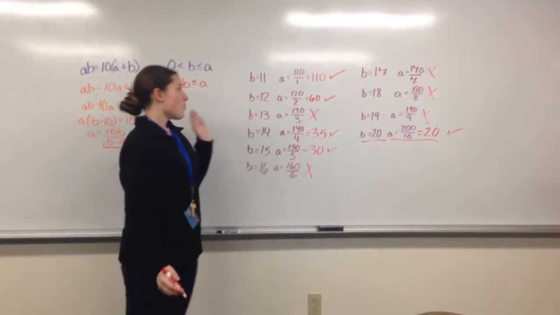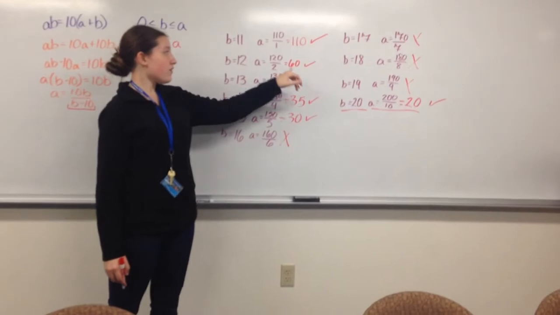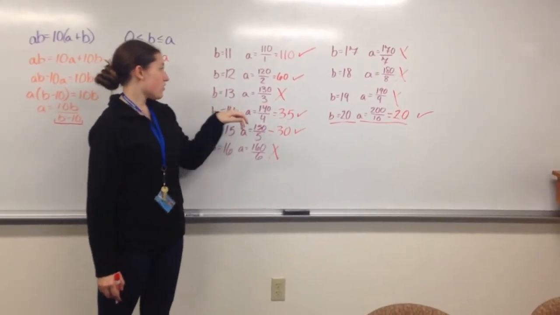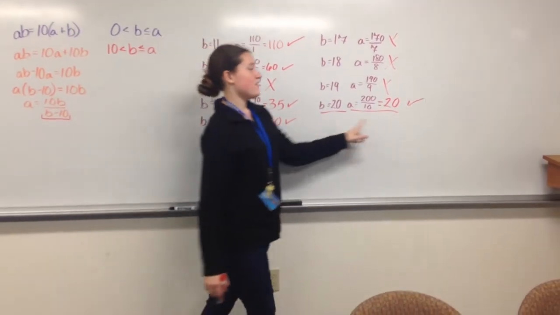So then we end up with 5 pairs: 11 and 110, 12 and 60, 14 and 35, 15 and 30, and 20 and 20.